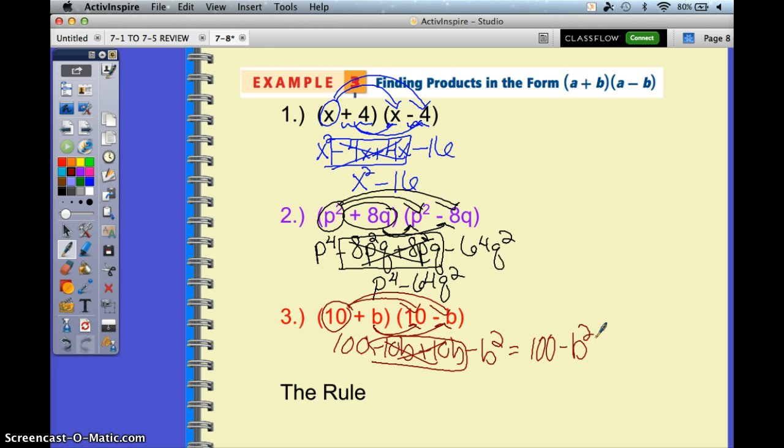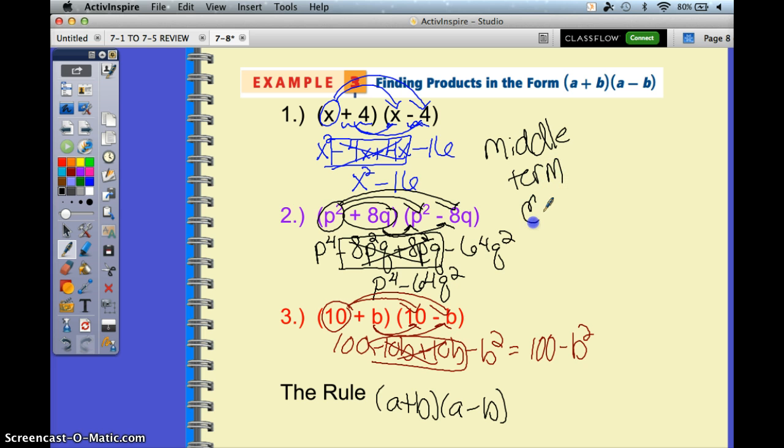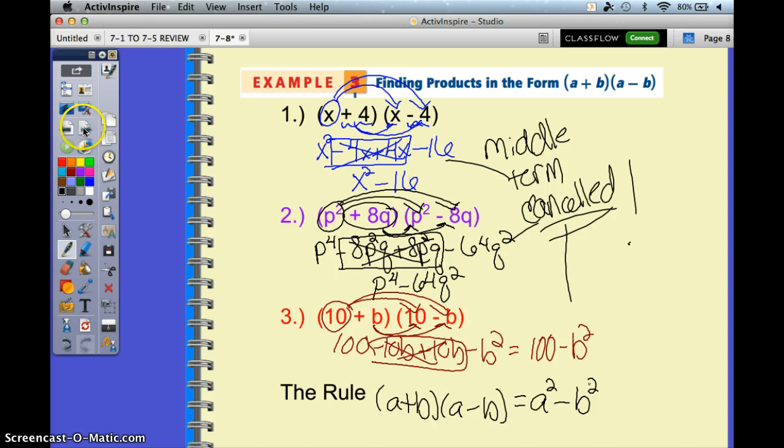So I bet you could come up with a rule very simply. When you have a plus b times a minus b, every single time the middle term cancels. Every single time. So you'll just get a squared minus b squared, because that negative times a positive will always make it just a negative. That's why it's minus.